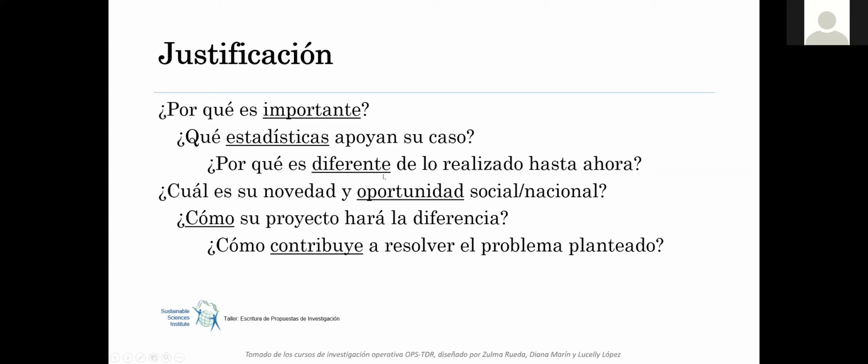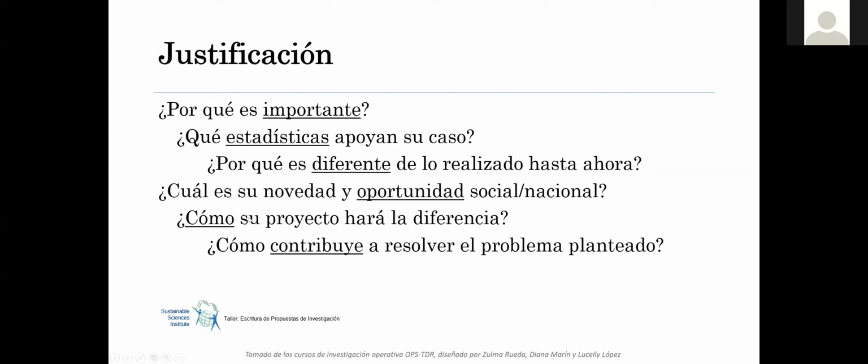And why is this different from what has been done until now? What's the novelty? What is the contribution? What is the novelty in investing in your proposal?